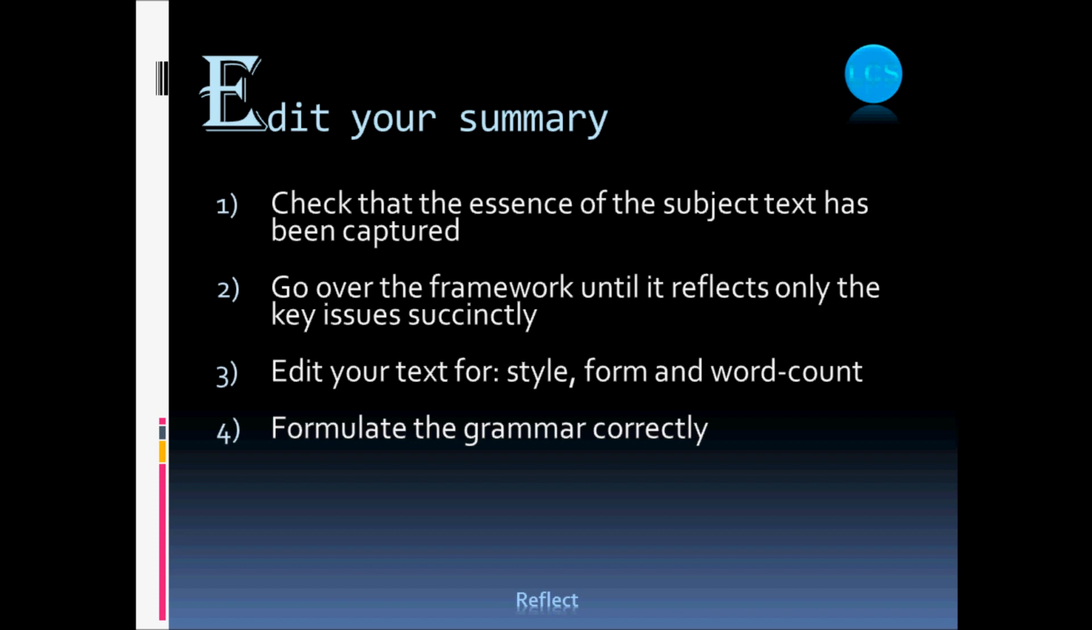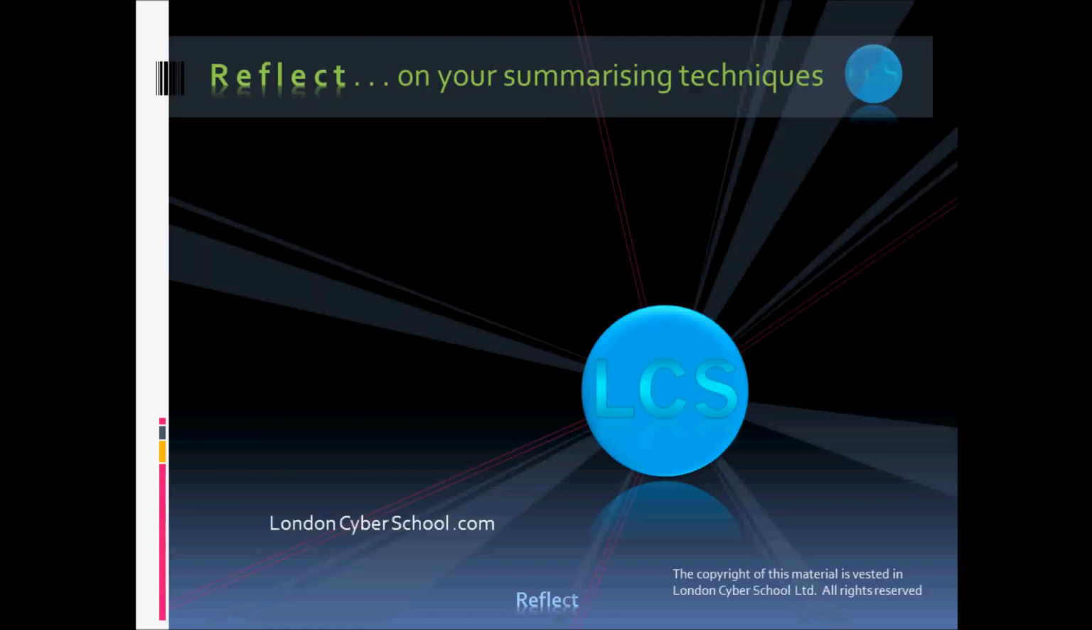Always remember to formulate your grammar correctly. And why not make use of the software technology that you're using to summarize in the first place? And finally, spell check your work and ensure that if you're writing in an English context, then it should be English as opposed to an American context where the spelling can be somewhat different. Reflect on your summarizing techniques and ensure that you know the difference between paraphrasing and summarizing. There is a separate video on paraphrasing.